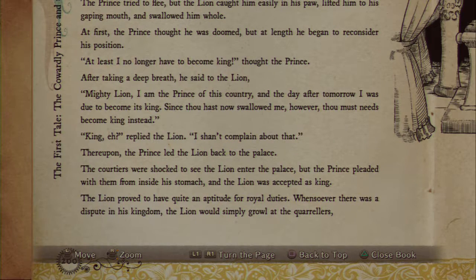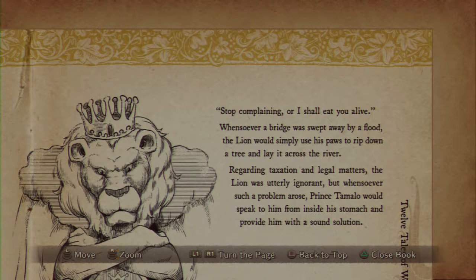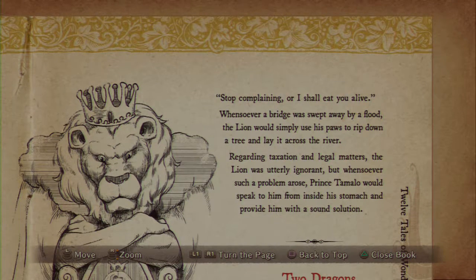Thereupon, the prince led the lion back to the palace. The courtiers were shocked to see the lion enter the palace, but the prince pleaded with them from inside his stomach, and the lion was accepted as king. The lion proved to have quite an aptitude for royal duties. Whensoever there was a dispute in his kingdom, the lion would simply growl at the quarrelers. "Stop complaining, or I shall eat you alive!"